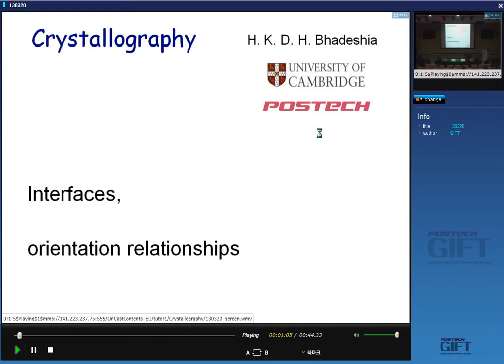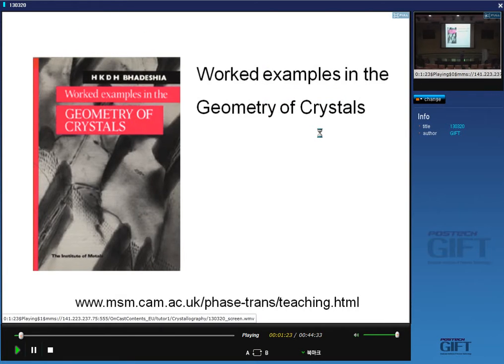But what features would you expect to see inside a thin foil in a transmission electron microscope if you looked at a boundary? Any ideas? Okay, let me show you a picture. So focus on this region. This is one crystal, this is another crystal. What are these things? Any ideas what those lines are?